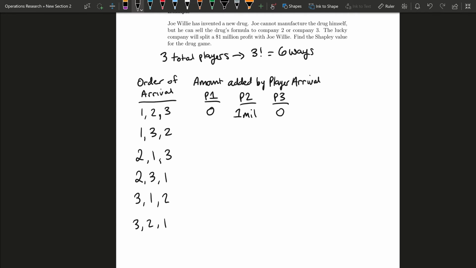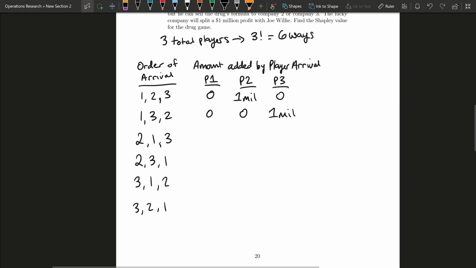On to the next one. Again, player 1 by himself has nothing. Player 3 shows up now, so he's contributing $1 million. And then when player 2 finally comes, there's nothing that he's adding. For this next one, player 2 starts off. So again, the company can't do anything without the formula. Now Joe is showing up, which is bringing that $1 million value. And then player 3 comes, which adds nothing.